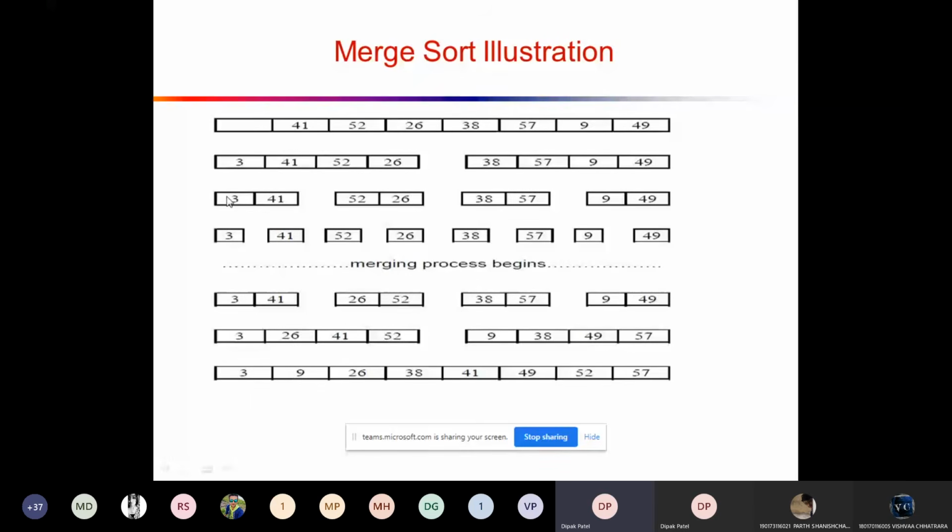Again, we divided these two elements into equal parts. So 3 and 41, then 52 and 26, 38 and so on. In short, at last we will have individual elements. So this is the smallest division possible for the given array. Now, if an individual element is there in the array, it means our problem is reduced so much that it is solved itself, because the problem was to sort the elements. If you have divided your given array into individual elements, then an individual element is considered to be a sorted element.